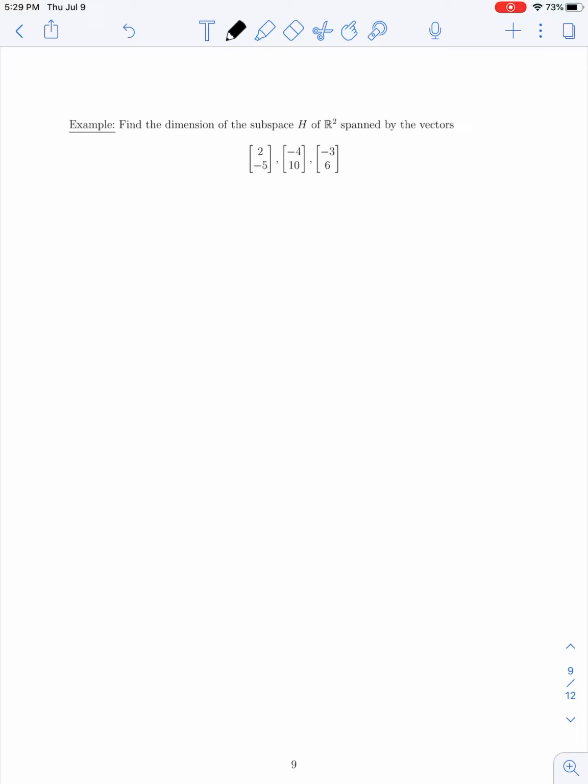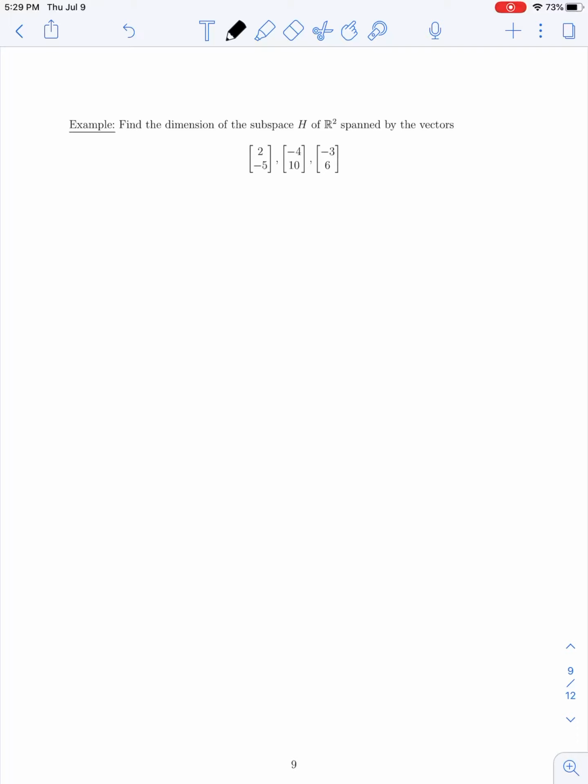So let's consider a similar example, just maybe worded in a different way. We're asked to find the dimension of the subspace H of R2, which is spanned by the following vectors. So here we have a collection of 3 vectors in R2. Therefore, since we have more vectors than the length of those vectors, we know that they are linearly dependent. So one of these vectors can be dismissed from the span.